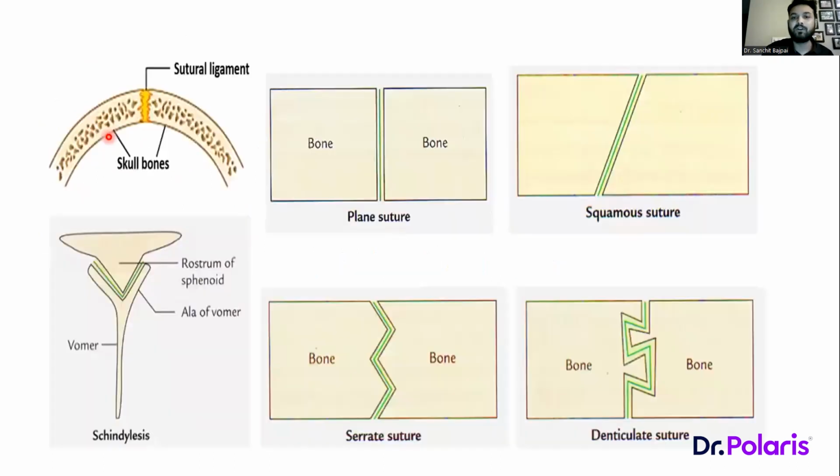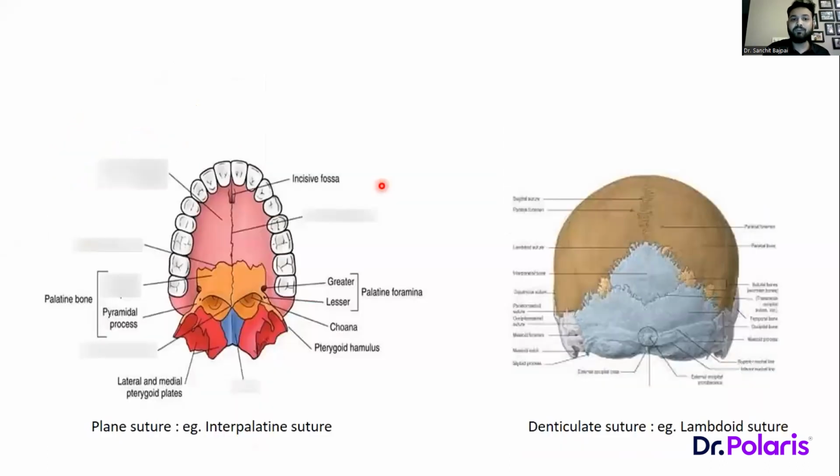Let me show you an example of it. See this. This is one bone, this is another bone. They both join together in the center, and this suture that is formed is called a plain suture, right? This is the first type of suture that comes under fibrous joints. Now, what is an example of a plain suture? Example of a plain suture is this particular bone. If you see here, this is nothing but my hard palate.